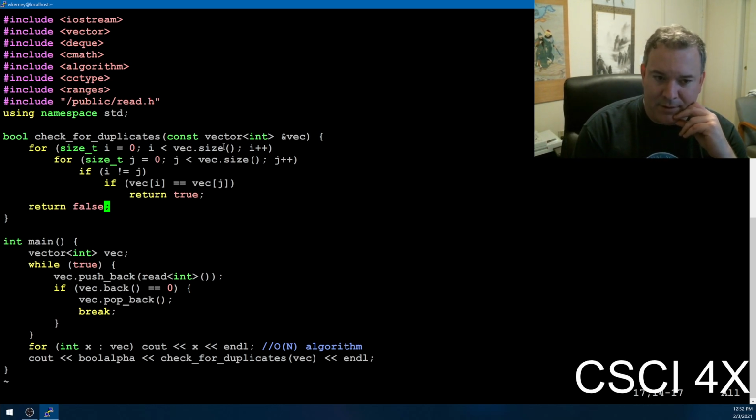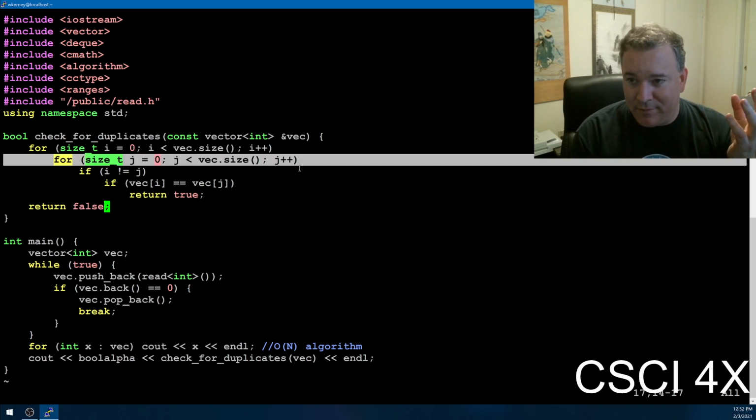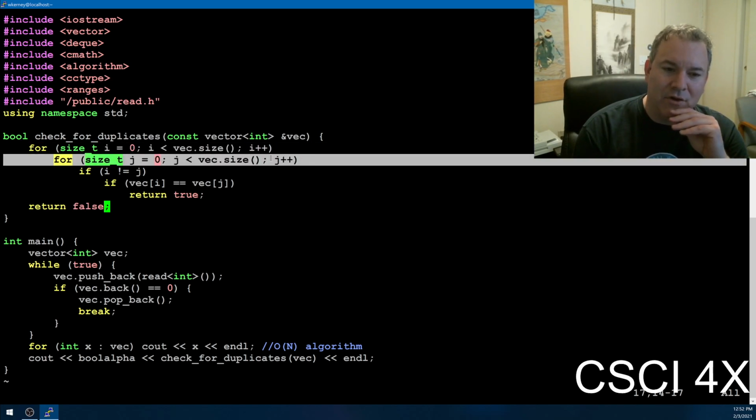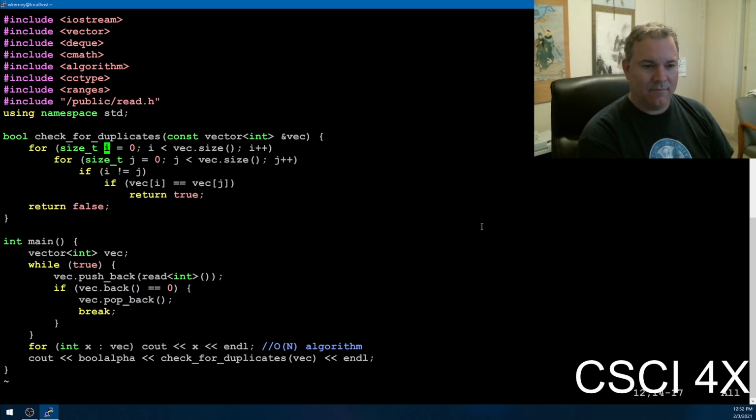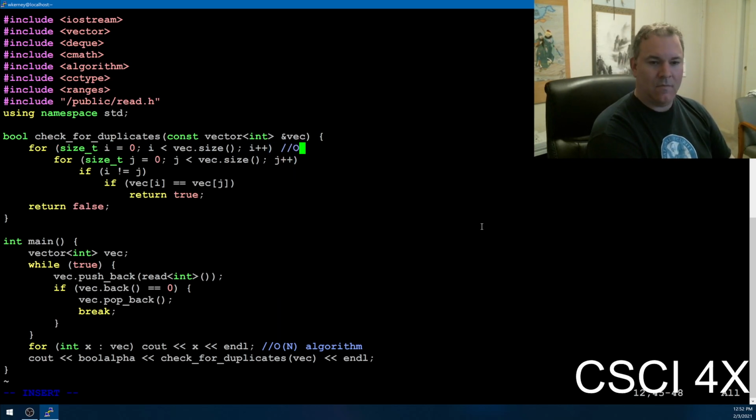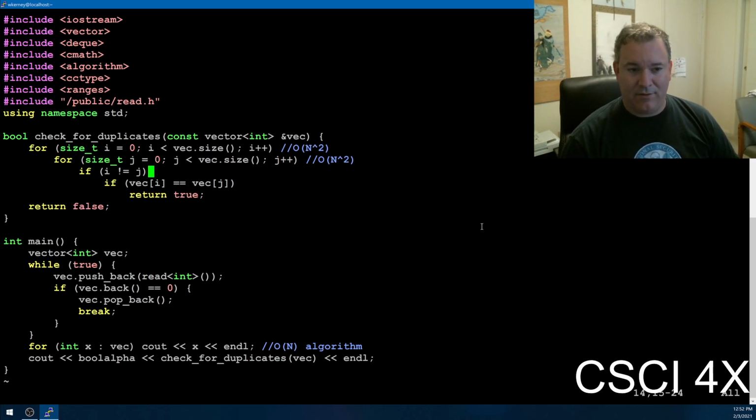Okay, so if the vector is of size 1 billion, this for loop will run 1 billion times, right? And for each time that loop runs, it'll run 1 billion times. So the total number of times the inner part here runs will be 1 billion times 1 billion, which is, I don't know, a large number. Okay. So we can annotate this. Order n squared.